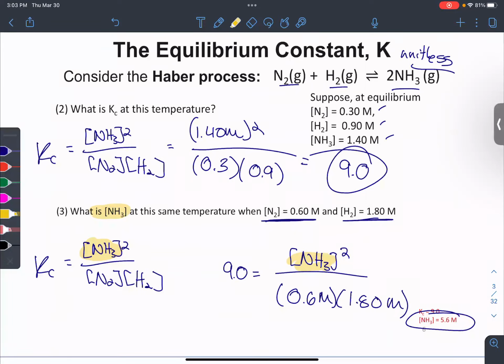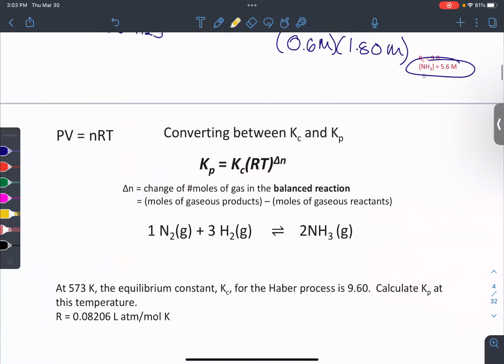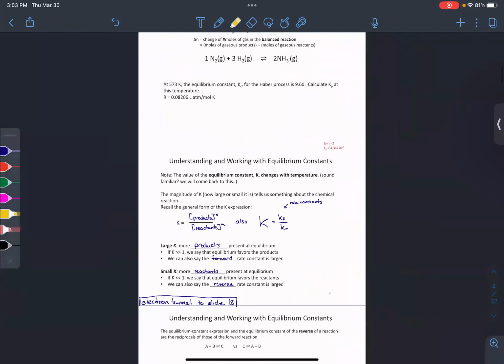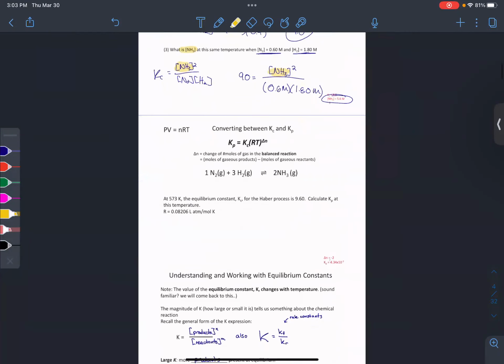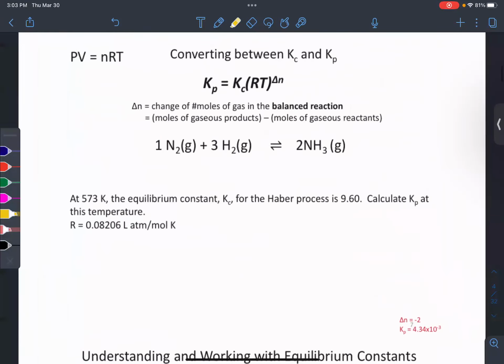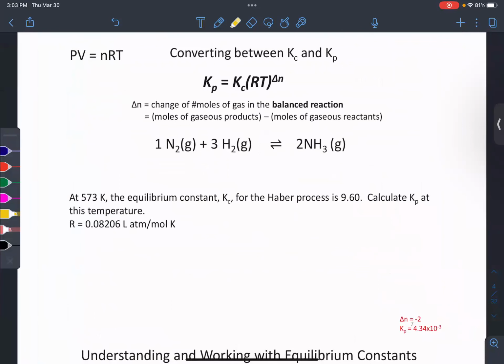If you have equilibrium concentrations, you know what K is, or at least you can calculate it if you have the balanced chemical formula. So let's look at disrupting K. Actually, no, we're going to keep going. We're going to do two more slides and then we'll take an electron tunnel. We just calculated Kc, so let's convert to Kp.